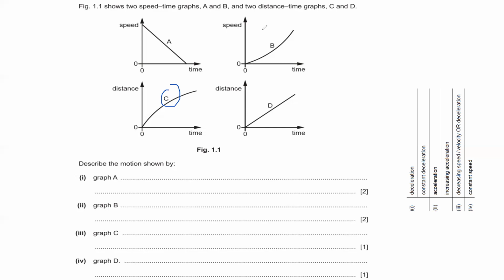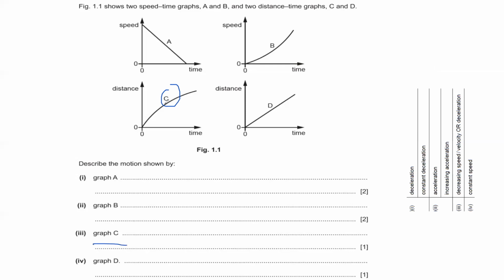What is happening in graph C? Is it accelerating or decelerating? The object. Distance time graph, accelerating or decelerating? I'm talking about C. Yeah, that's right, Basra. That's decelerating. Why decelerating?